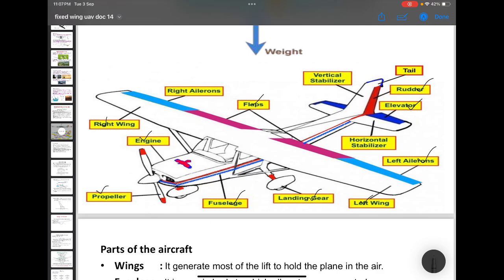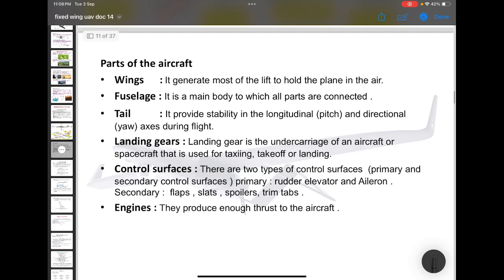Sorry, here we are not able to see that. And two more components are the vertical stabilizer and horizontal stabilizer. These are the basic components in our aircraft. Okay, so these are very important. You guys can see in further videos how we will design these parts. Okay, and next, if you come to next, here you can see parts of the aircraft.